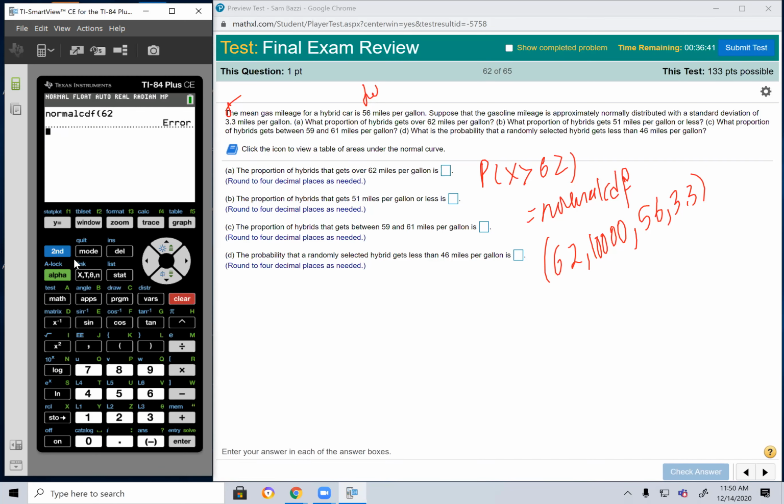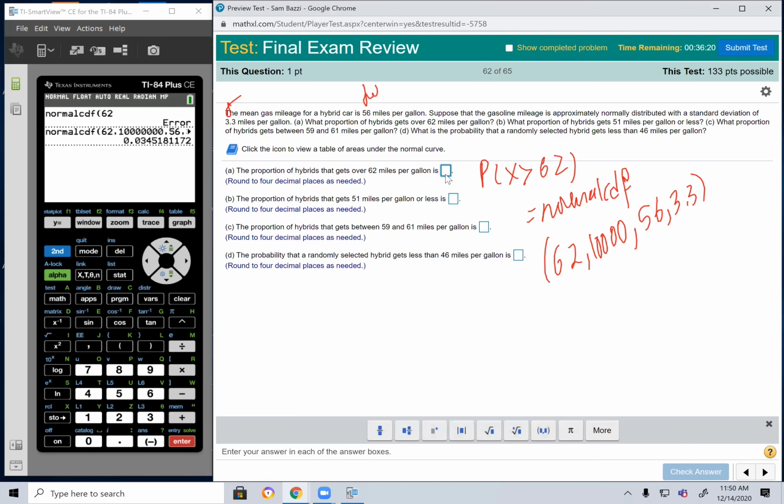Oops, what happened? Second variable, normal CDF. So 62, a million, mean is 56, and standard deviation is 3.3. And the answer is 0.0345. You just put the answer here.